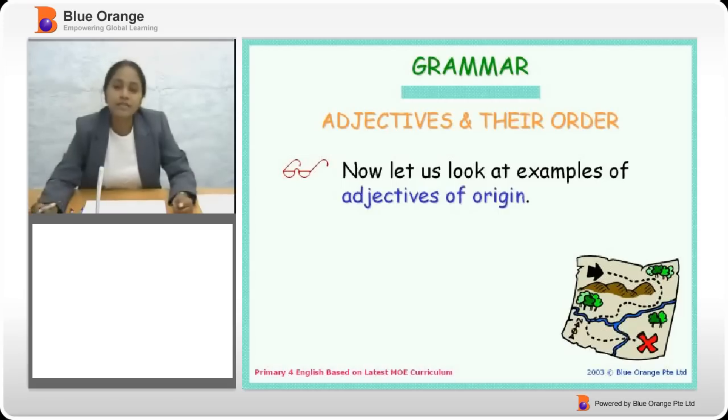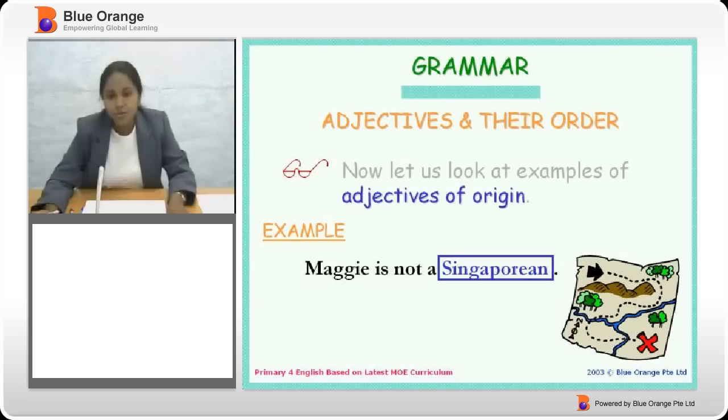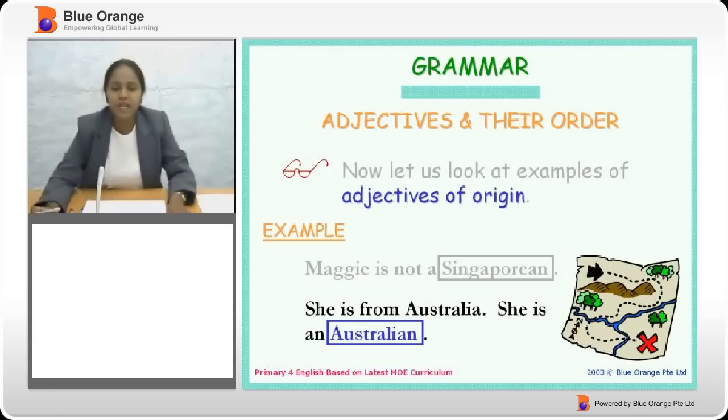Now let us look at some examples of adjectives of origin. Origin means the place where the noun comes from, basically. So Maggie is not a Singaporean. Here Maggie is the noun that we are talking about, and she is not a Singaporean. Her origin is not from Singapore. She is from Australia. She is an Australian.